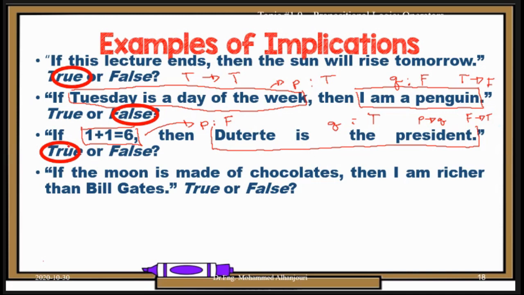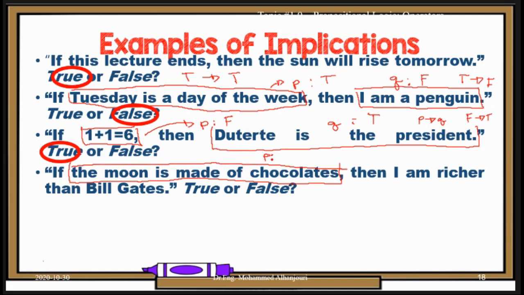Let's go to the last example. If the moon is made of chocolates, then I am richer than Bill Gates. Is the moon made of chocolates? So, ito yung una nating statement, si P.